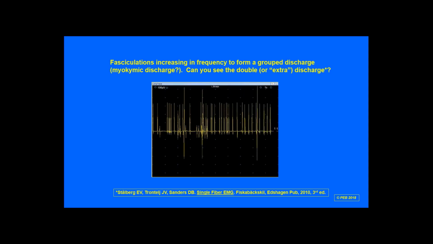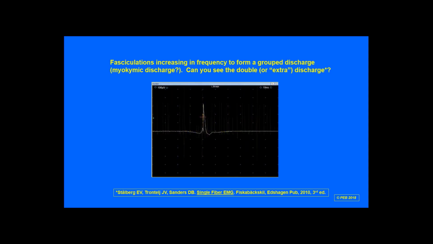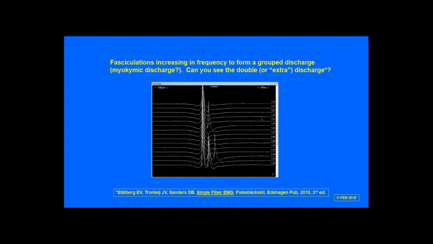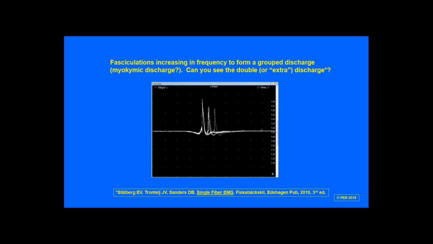So this is basically fasciculation potentials on steroids. There's the extra discharge or double discharge. There it is again. You can see these in normals. They're non-specific. It's just important that you recognize them for what they are.